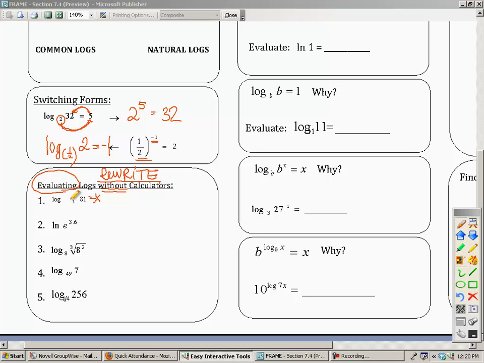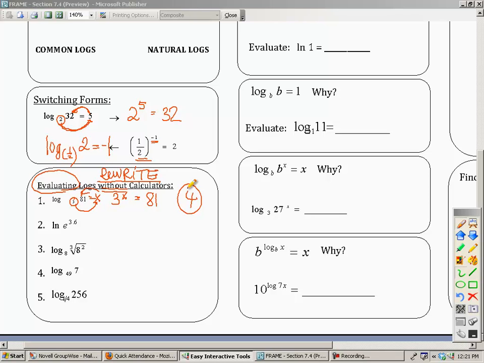Okay, so let's start with the base. 3 to the x. 3 to some power equals 81. And our question is, 3 to what power is 81? This might be a play around. Well, 3 to the first is 3. 3 squared is 9. 3 cubed is 27. And 3 to the fourth is 81. So 4 is my answer.